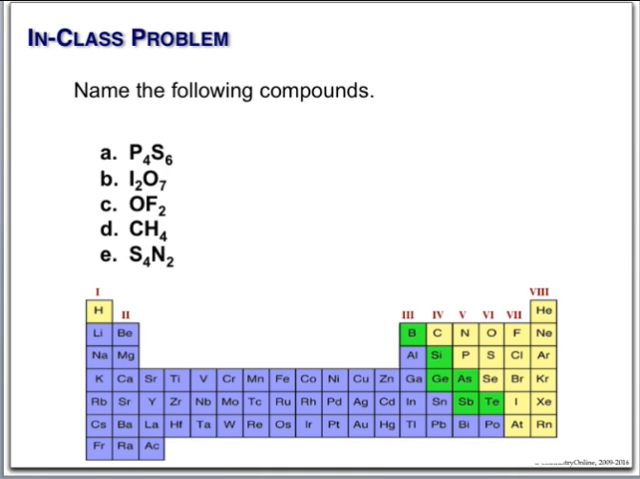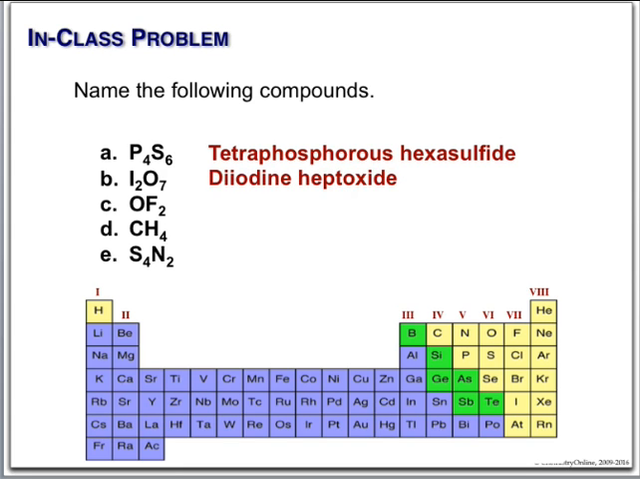Now, some of these can get fun. But they're so delightfully predictable. Tetra, right? Tetraphosphorus. 6 is hexa. Tetraphosphorus hexasulfide. 2 iodines, that's a diiodine. 7 oxygens would be a heptaoxide.